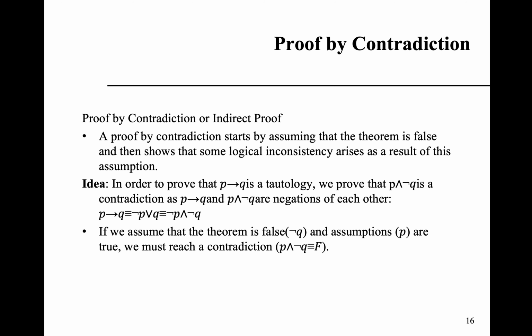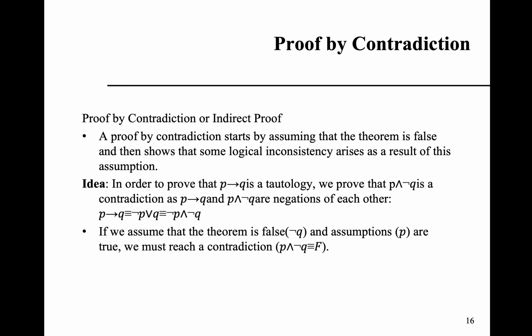The next idea is proof by contradiction. This is also called an indirect proof. A proof by contradiction starts by assuming that a theorem is false, and then it shows some logical inconsistency because of this assumption. Essentially it's exactly like when you go around talking to your friends. Somebody says something and you're just assuming it's false, and then you're going to work off of that based on some logical inconsistency.